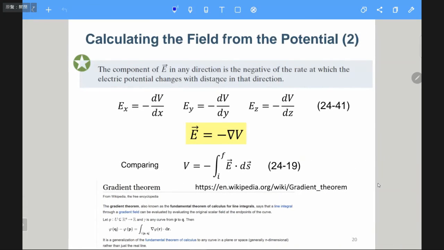And more generally, we can write the x-axis component as negative dV/dx. Take the derivative of the voltage with respect to x, with a negative sign, and so on. Generally, we can write it in this form. It looks horrible, but this upside-down triangle is called the gradient.